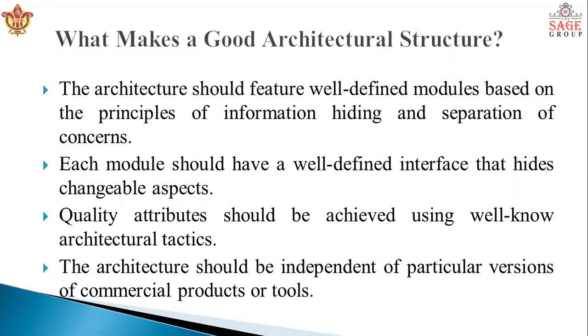And what makes a good architectural structure? The architecture should have well-defined modules based on the principles of information hiding and separation of concerns. Each module should have a well-defined interface that hides changeable aspects. Quality attributes should be achieved using well-known architectural practices. The architecture should not depend on particular versions of commercial products or tools. So this is the structure.